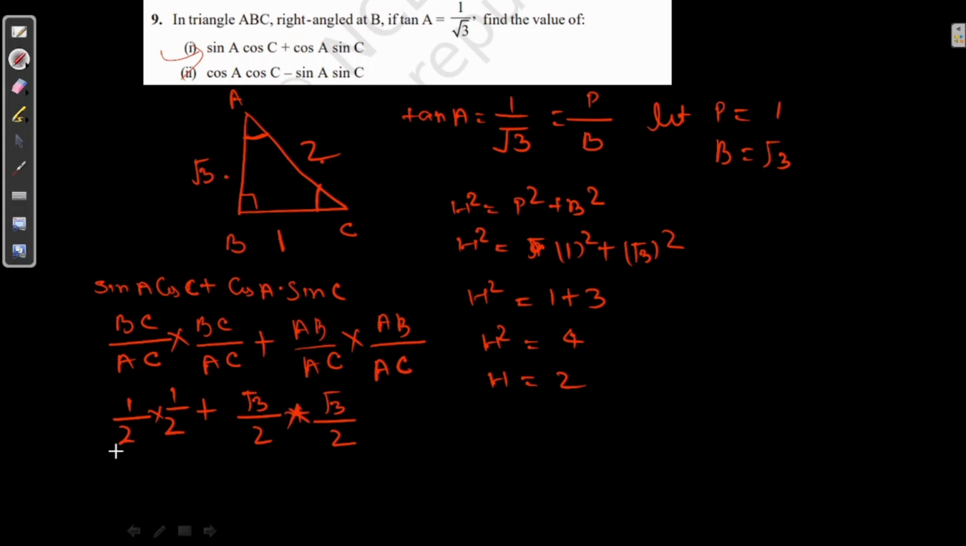Multiply. So it will be 1 by 4 plus root 3 into root 3 is 3, 2 2s are 4. As you can see, they are having same denominator. Numerators will be added. We are going to have 4 by 4, which is 1. So answer for ninth one is actually 1. So now you will solve the second part of it. That is up to you. I am rubbing it. If you want to note it down, pause the video.